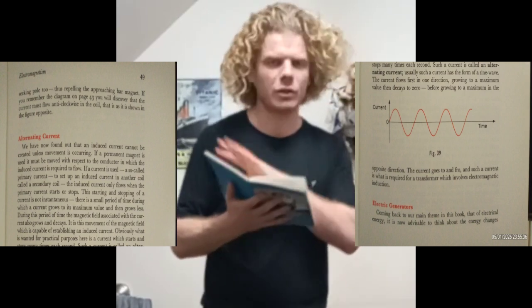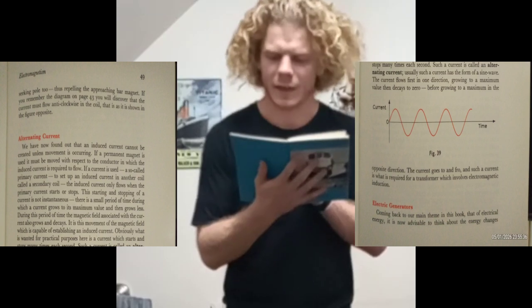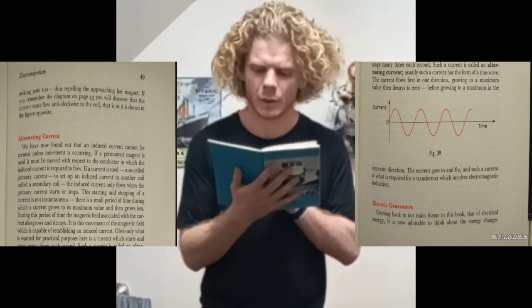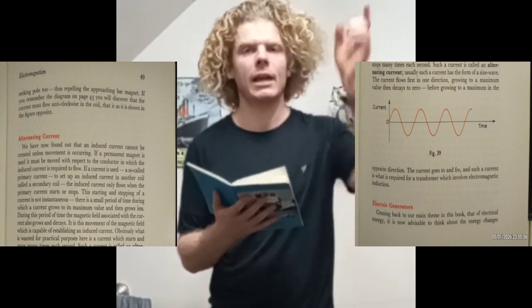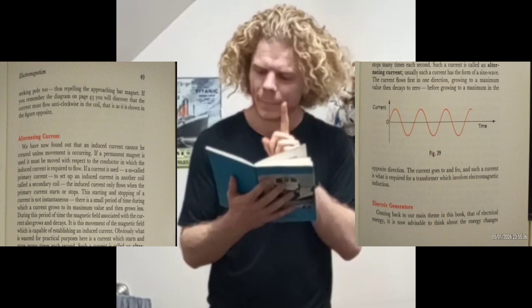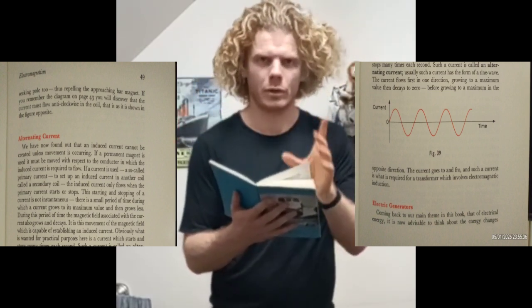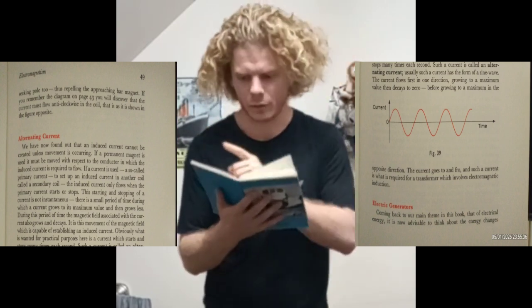Okay, does it help us? Let's just read it again. Alternating current. We have now found out that an induced current cannot be created unless movement is occurring. So we're saying off and on, off and on. It has to be switched on and off. Otherwise nothing is happening. And in the moment this is switched on, then a current is induced. So we understood now what we're talking about. We don't understand why and what, but we understand what we're talking about.